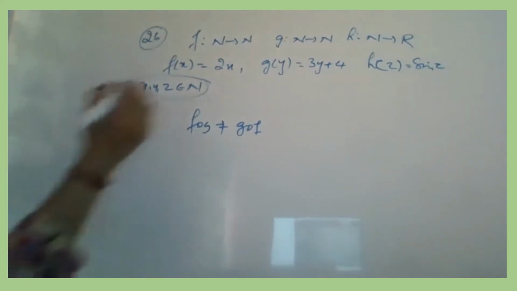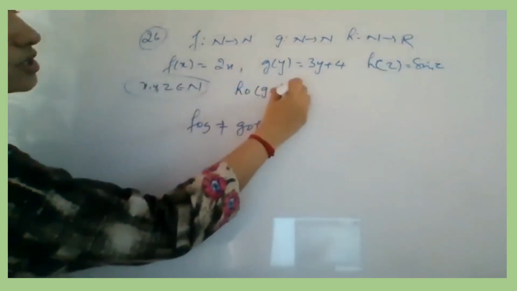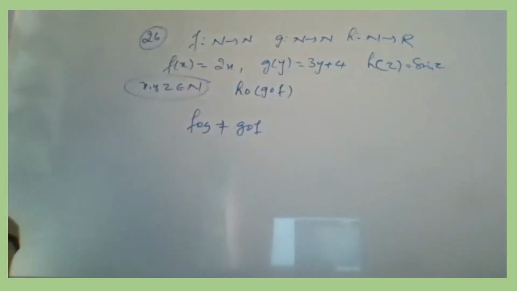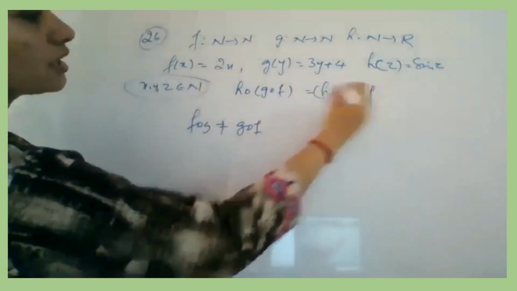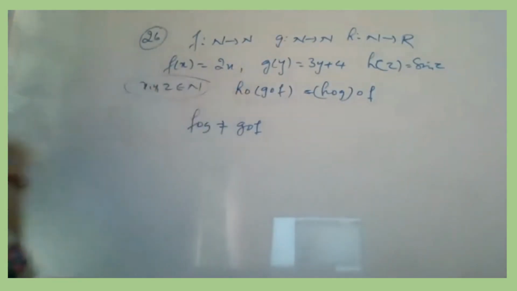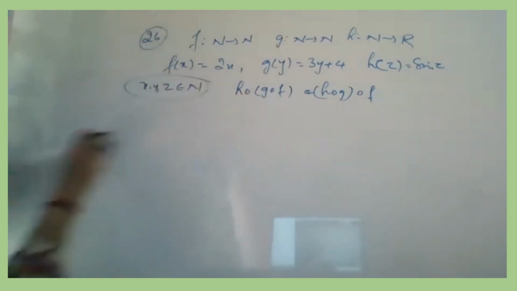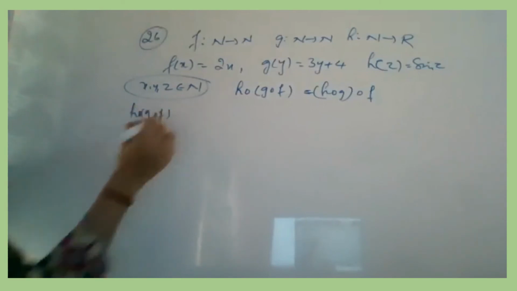Here, see what the property is. You are getting h composition (g composition f) equal to (h composition g) composition f. That means it is actually the associative property. So the composition of three functions satisfies the associative property. That's what we are verifying here. Clear? Then let's start with h composition g composition f.